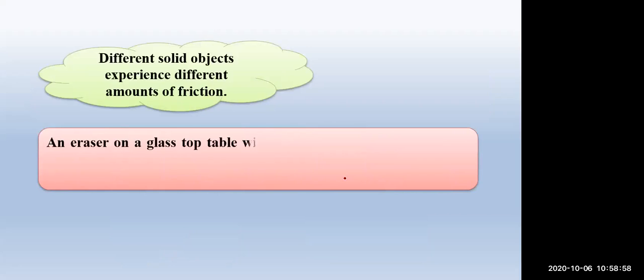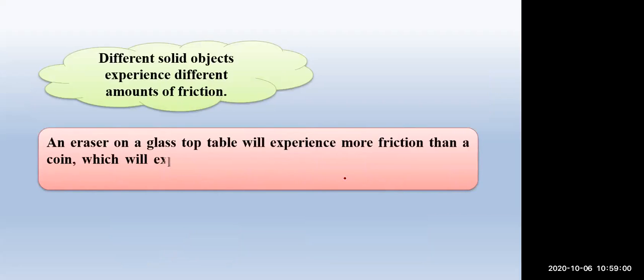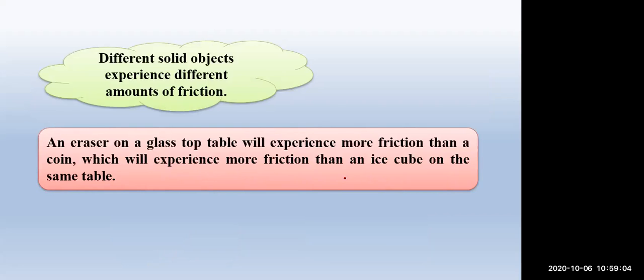Okay, so different solid objects experience different amounts of friction. An eraser on a glass top table will experience more friction than a coin. The eraser is made of rubber, so that produces a large amount of friction. Rubber generally has large friction. If you keep a coin, the coin will have much less friction on a glass surface. And an ice cube will have even less friction.